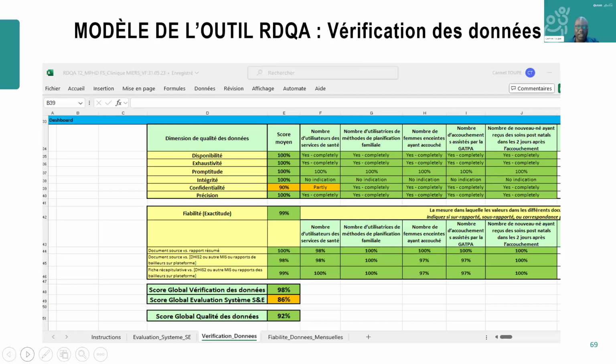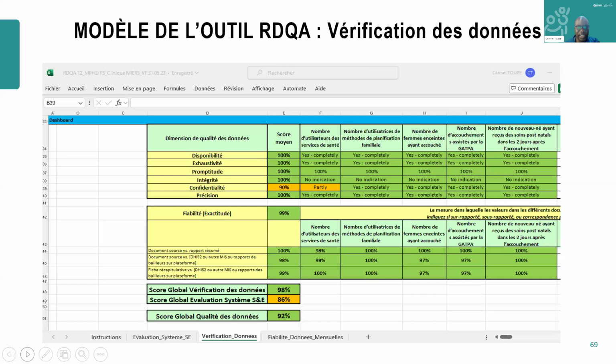Ok, makes sense. Next, we have the dimensions of quality. When we talk about quality, we have 7 dimensions: availability, completeness, integrity, confidentiality, timeliness, precision, and accuracy.